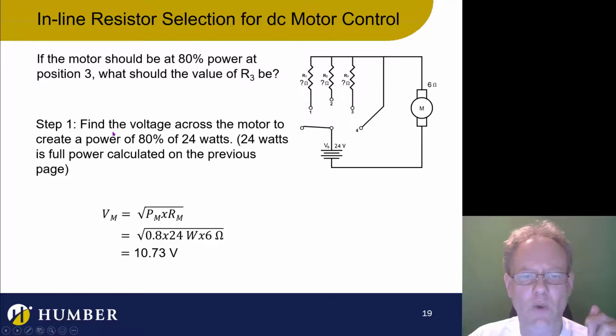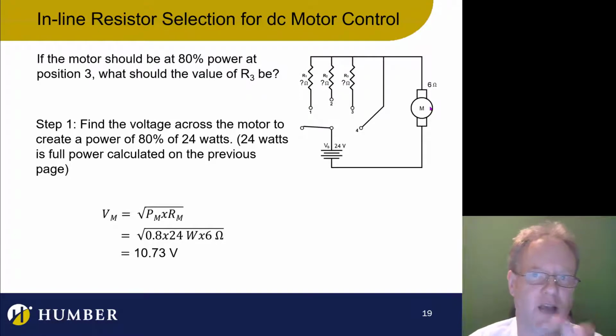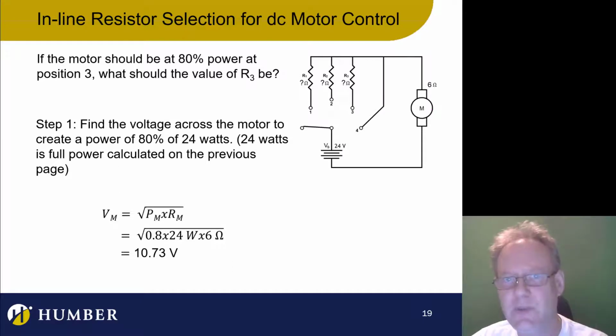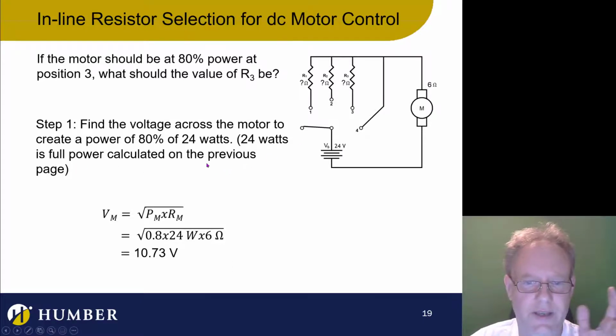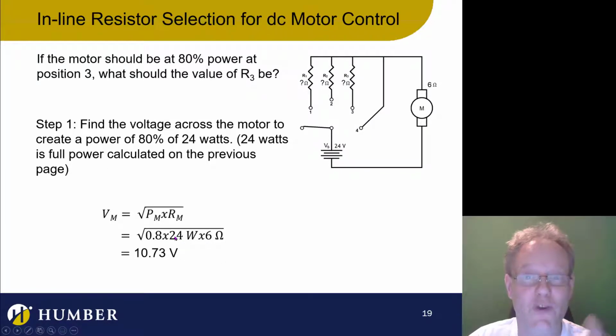Now, I want to find the voltage across the motor so that it runs at 80%. So I know that at 12 volts, it's 24 watts. 80% of 24 watts is... 24, doesn't matter what it is. So I'm just multiplying it in here. So here's my formulation.